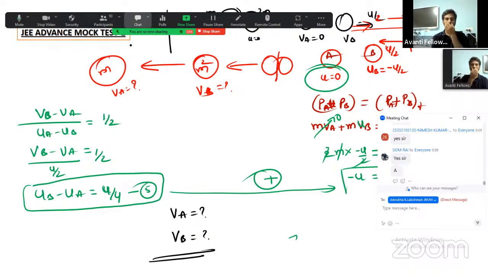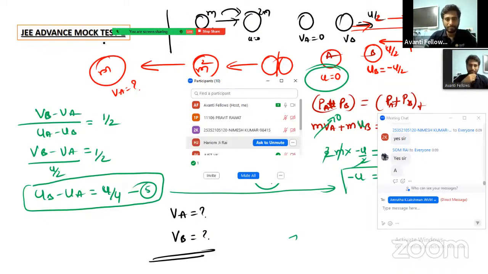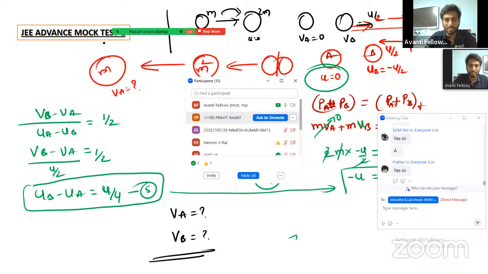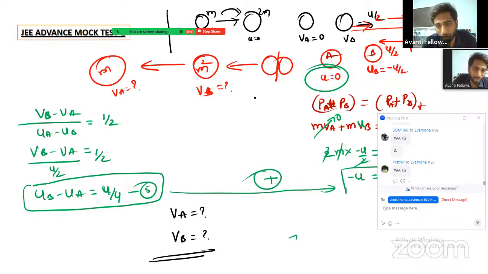Is it understood? Hariom, is it understood? Noor, Rishabh, Tripti, VK, Sati. Okay. Is it clear? Let's go to the next question. Calculate this one, don't leave it. Cool, we'll go to the next question.